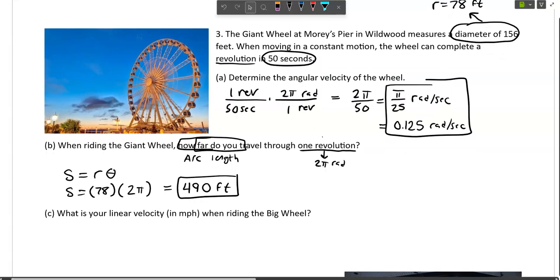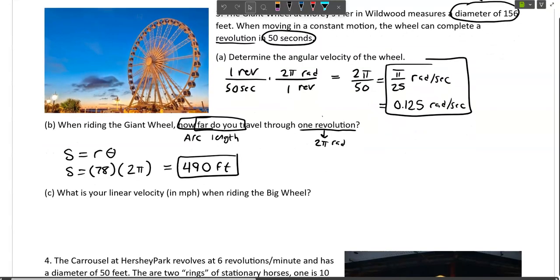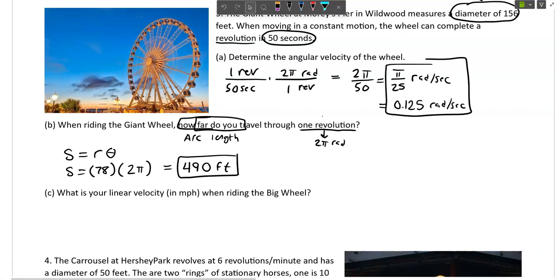All right, one more question to go with the wheel. What is your linear velocity when riding on the big wheel? Well, at this point, in order to get velocity, we need total distance over total time. So we're going to take our velocity and equal S over T. That's what the formula says. Since S, our total distance, is 490, we'll note that it's feet. And then 1 revolution, how long does it take to do that? It takes 50 seconds. So when I compute this, we're going to get 490 divided by 50, and that's going to be 9.8 feet per second.